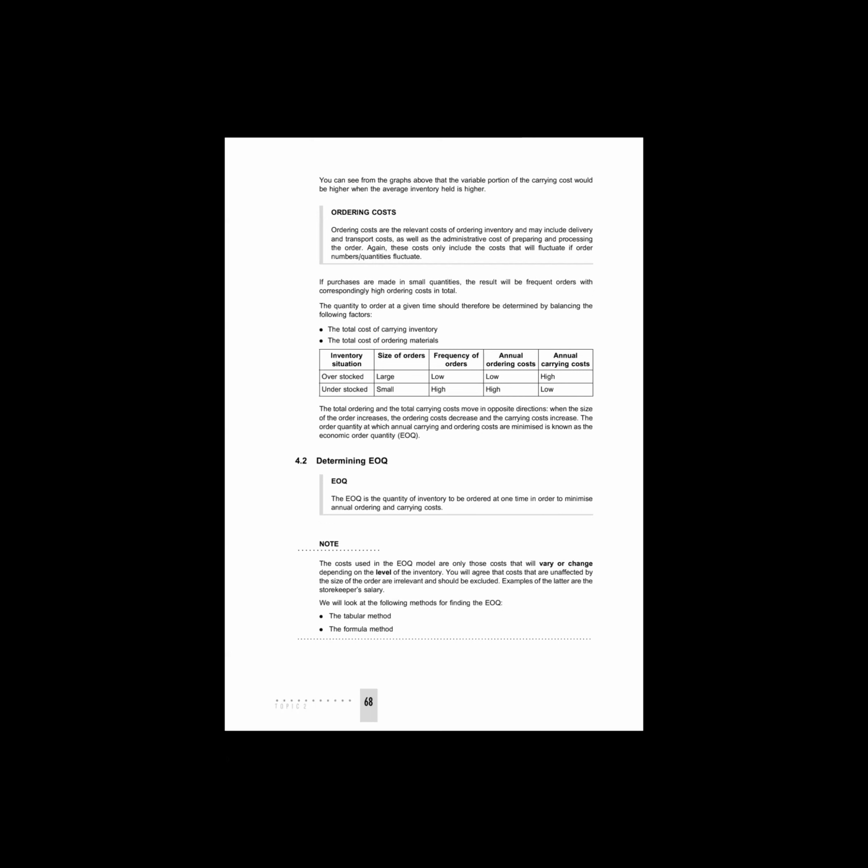And then the economic order quantity. This is what we're building up to. It's the quantity of inventory to be ordered at a time in order to minimize annual ordering and carrying costs. So we want to keep these at a minimum. In other words, we just want a balance between those two.